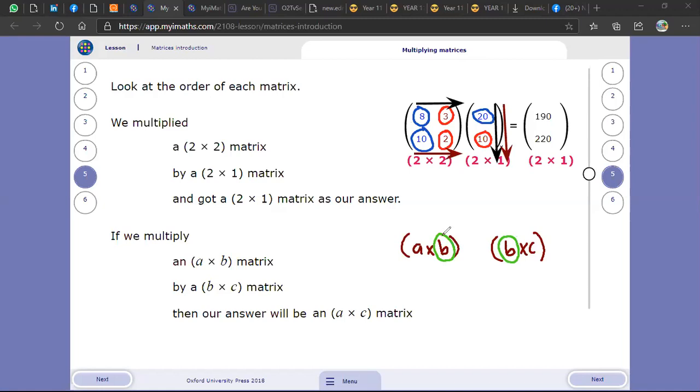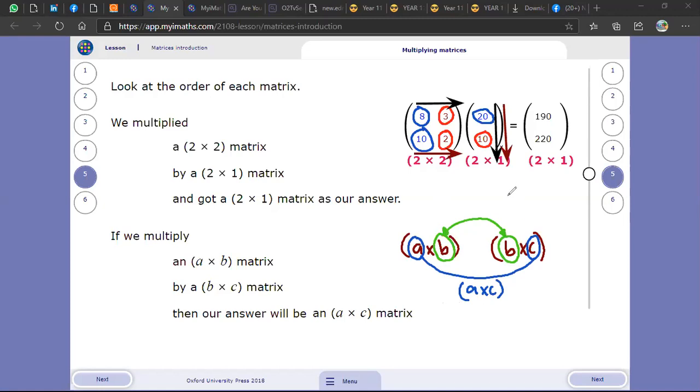That is a condition for two matrices to be multiplied. If you don't have this condition, you cannot multiply those two matrices. Now for the result. The result is definitely going to be the first number here and the second number here. So that when you multiply, you get A by C order for the result of your matrix. So please take note of that very important concept, okay?